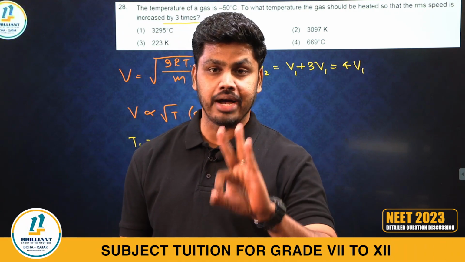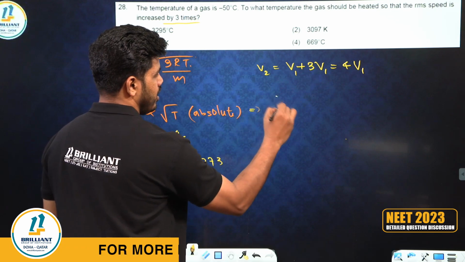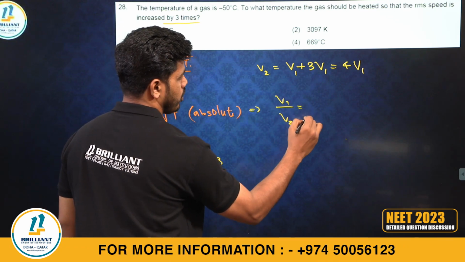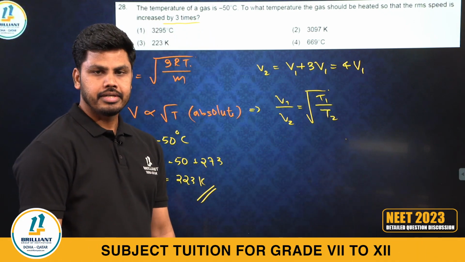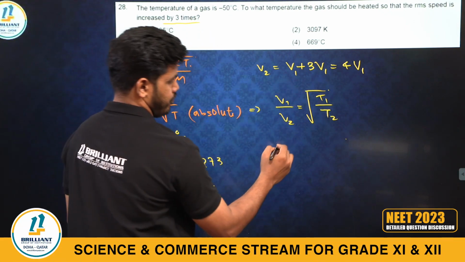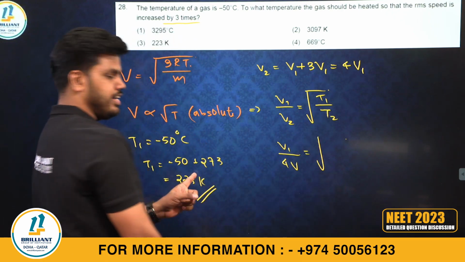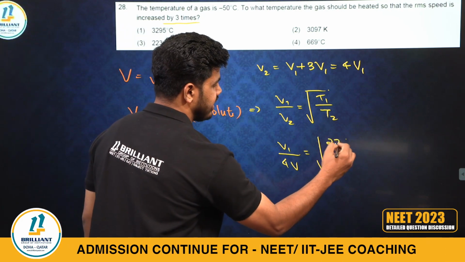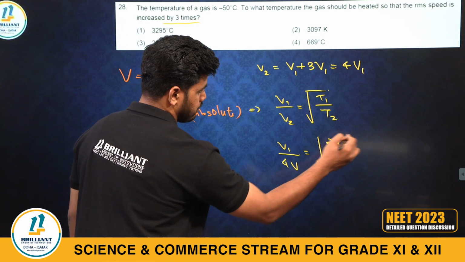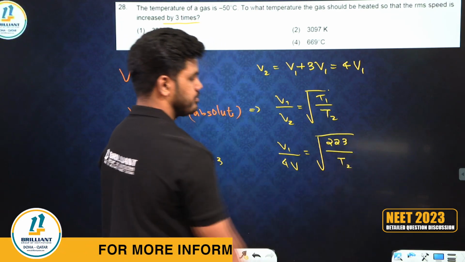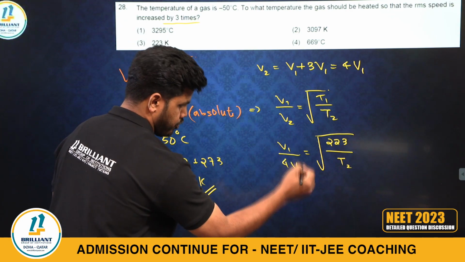RMS velocity increases by 3 times. Okay, so that is what happens here. Now, from this relation, we can say V1 by V2 is equal to root of T1 by T2. Correct? Yes. So V1 is V1 only, but V2 is 4V1. Root of T1, initial temperature we calculated, that is 223 Kelvin, right? 223 Kelvin, and that divided by temperature T2. Yes. If you square on either side, we see V1 and this also 4V1, right?